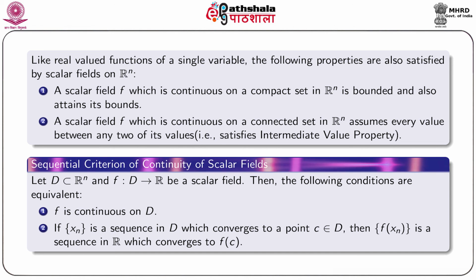Now we give the sequential criterion of continuity of scalar fields. Let D be a subset of R^n and f is a scalar field defined on the set D. Then f is continuous on D if and only if for any sequence x_n in D which converges to a point c in D, then f(x_n) is also convergent and it converges to f(c).